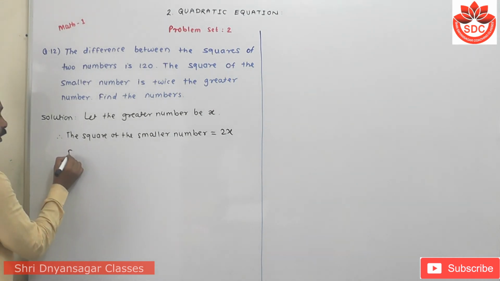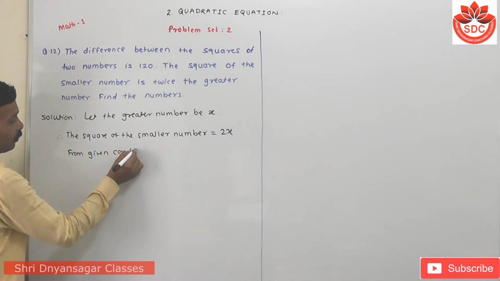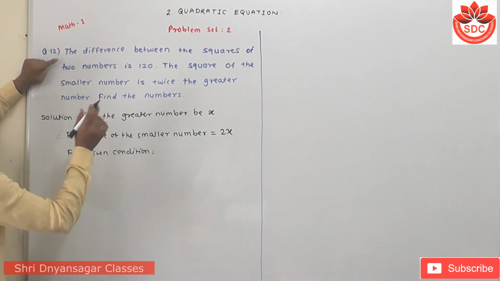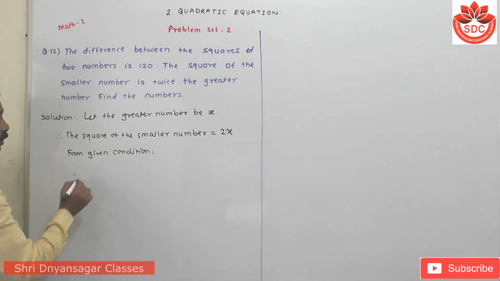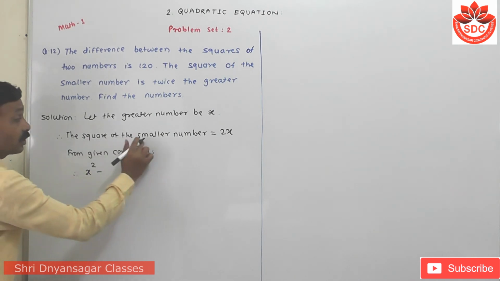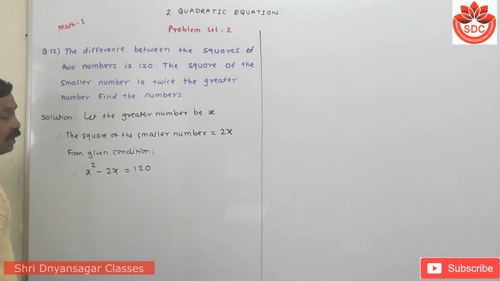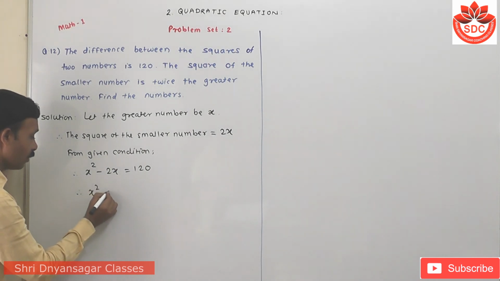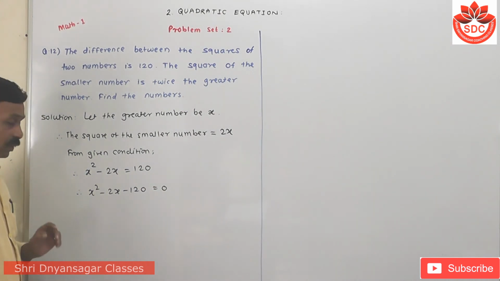Then from the given condition, the condition is that the difference between the squares of two numbers is 120. Therefore, using this condition, the difference between the squares means x square minus the square of the smaller number, that means 2x, is equal to how much? 120. Then transfer this 120 to this side, we get x square minus 2x minus 120 is equal to 0. This is a quadratic equation.